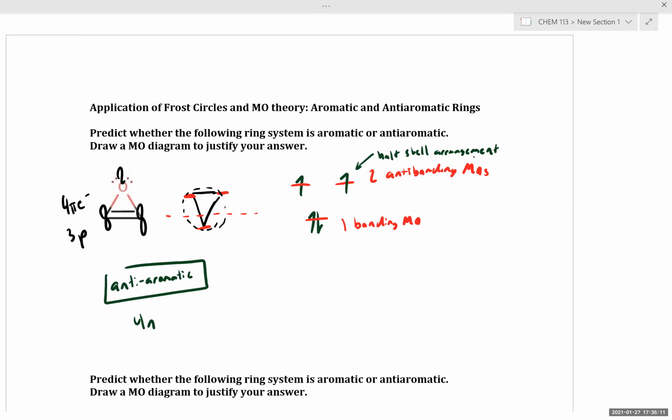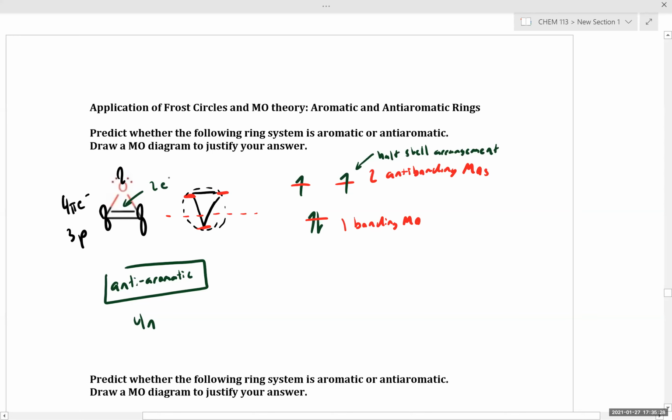Does that make sense to everyone? Professor, I have a question. Yes, please go ahead. Can you clarify how you knew how many electrons to put on each orbital?